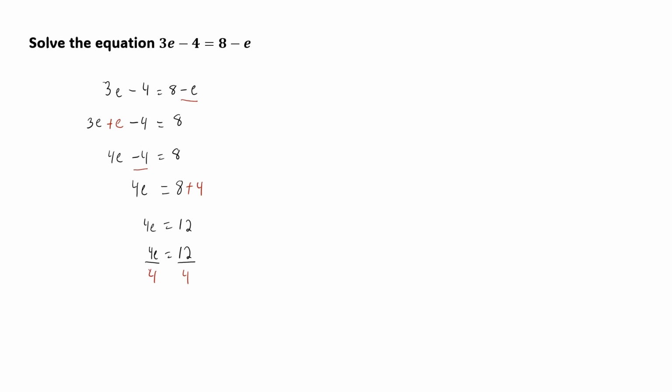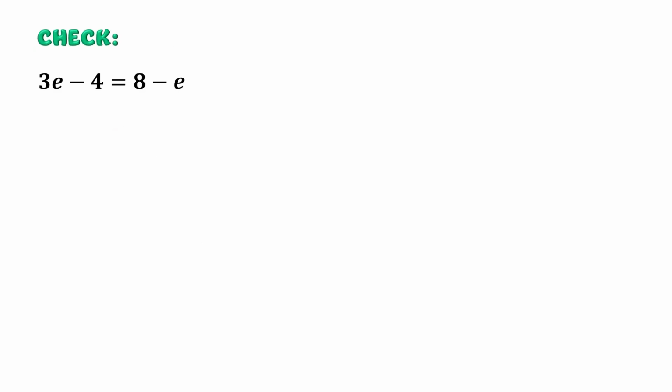So 4 will divide into itself once, which will leave us with just e. And remember that 1e is exactly the same thing as saying e, so we have no need to put the 1. So now we're going to divide 4 by 4, which will equal 1. And our 12 will also be divided by 4, which will equal 3. So for this equation, our e is equal to 3.